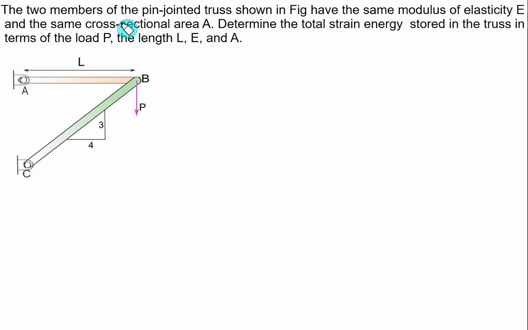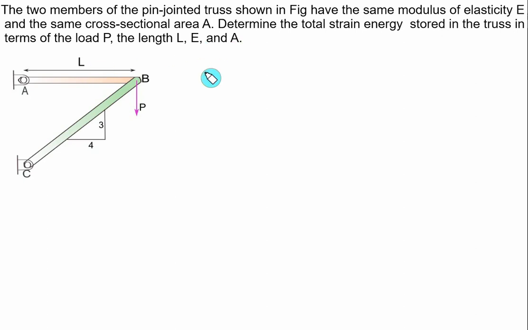Two members of the pin jointed truss are shown in the figure here. We have one member AB and one member BC. Length of member AB is given as L, and at the joint B we have a point load acting vertically downward, and the slope of the member BC is 3 vertical to 4 horizontal. Both have the same modulus of elasticity E and the same cross-section area A. Determine the total energy stored in the truss in terms of the load P, length L, Young modulus E and the area A.